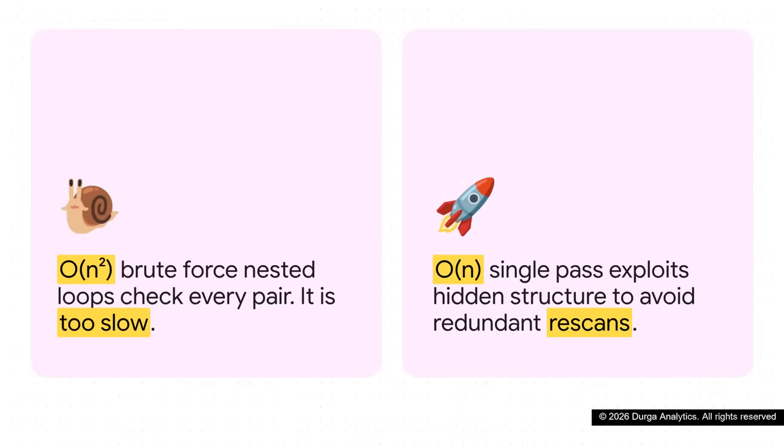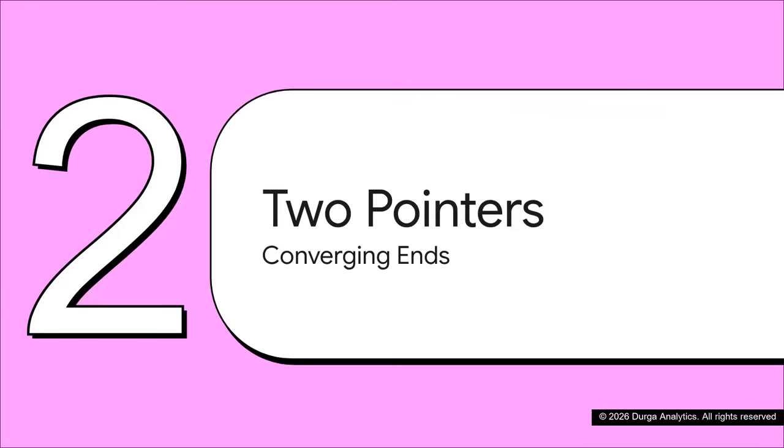But here's the secret. A lot of these problems have a hidden structure. If you can exploit that structure, you avoid re-examining data, and you completely collapse all that redundant work into a single O of n pass. It is honestly one of the absolute highest value skills you can build as an engineer. Which brings us to Section 2. Two-pointers, converging ends.